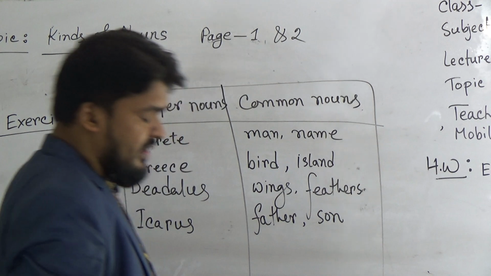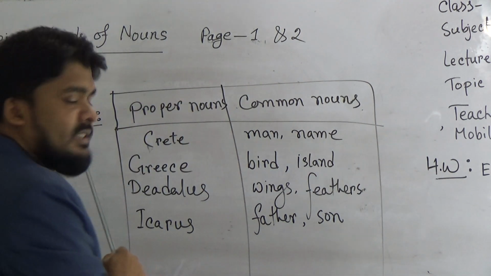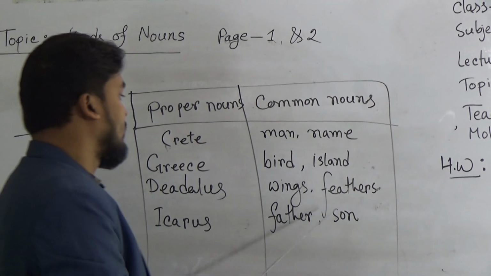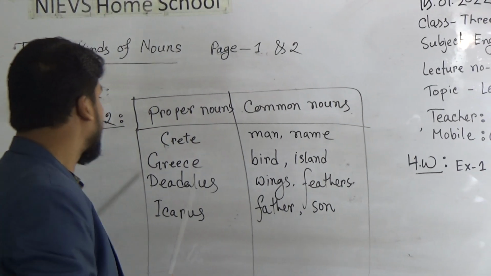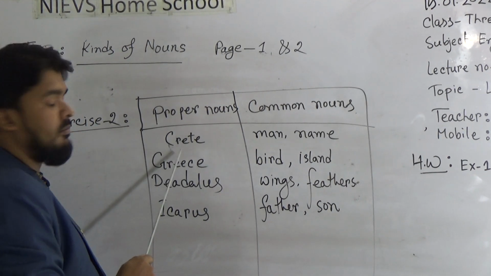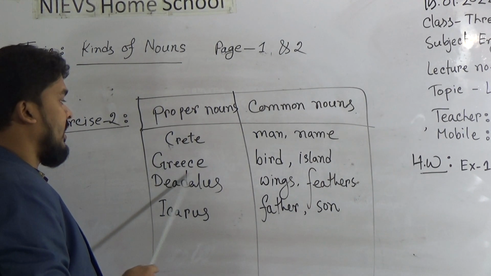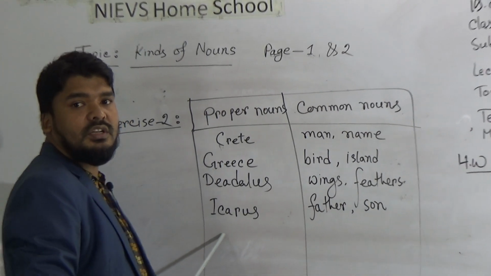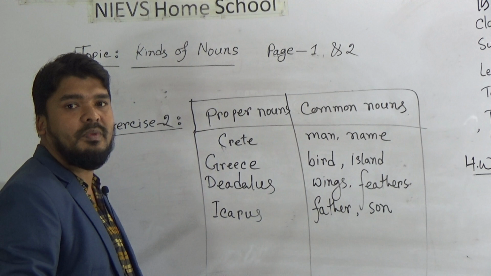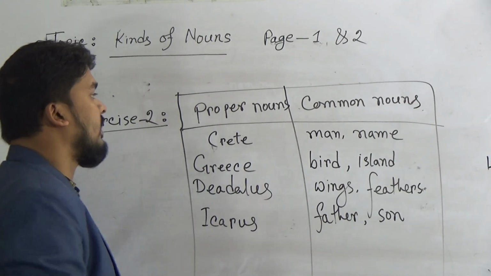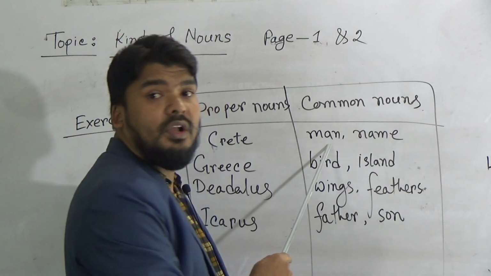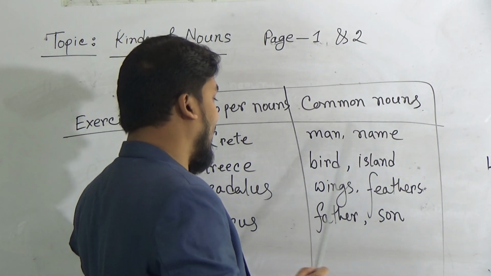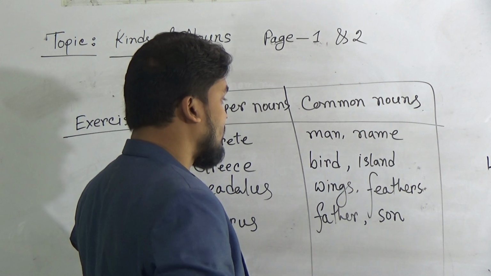Okay, dear students, from exercise 2 we have got 4 proper nouns and 8 common nouns. The 4 proper nouns are Crete, this is a name, and Greece, this is the name of a country. Daedalus, name of a person, and Icarus, it is also the name of a person. That's why these are proper nouns, and proper nouns start with a capital letter. Common nouns, these are common names: man, name, bird, island, wings, feathers, father, son.